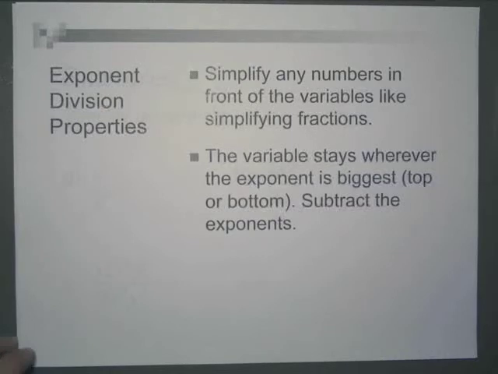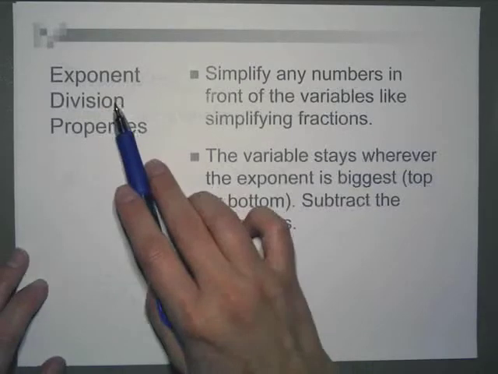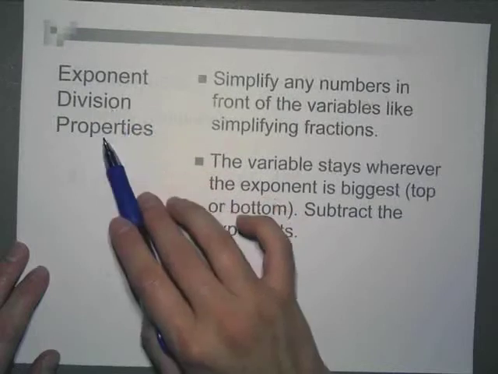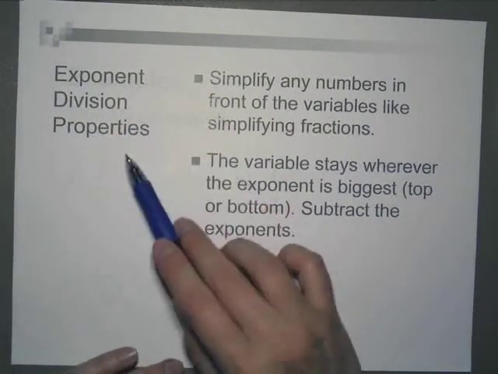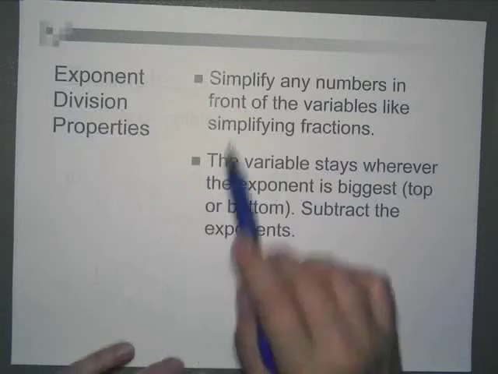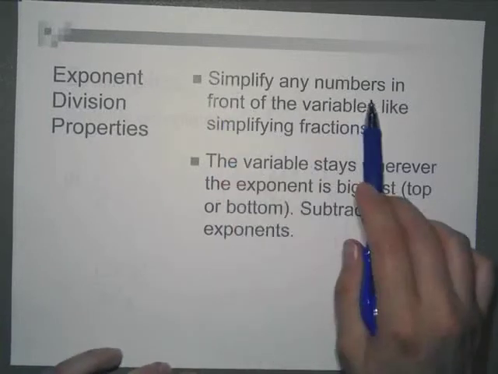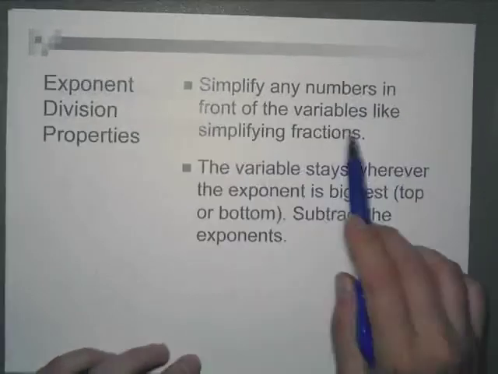To finish off our exponent properties, we're going to look at one last rule, which is a division property instead of a multiplication property. When we look at these problems, we'll see a top and a bottom, like a fraction. If there's any numbers out in front, we're going to simplify those numbers like they are fractions.